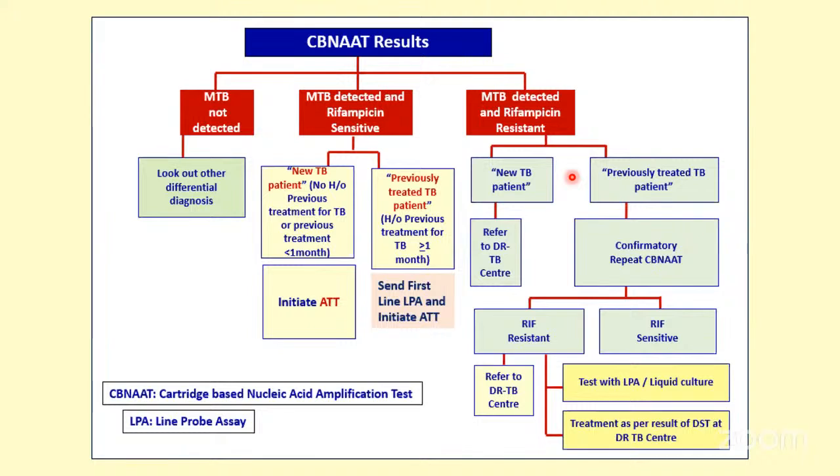If MTB is detected and rifampicin resistant, a new patient is referred to the drug resistant TB center. If previously treated, it is confirmed by repeat CBNAAT. And if it is rifampicin sensitive again, you can start ATT, but anyhow you have to send for LPA, liquid culture and DRTB center based on the drug sensitivity testing. So the treatment will be modified based on the sensitivity pattern.